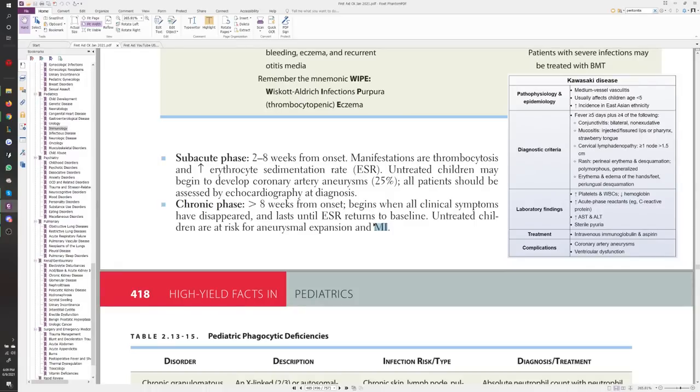But if the child is no longer an infant and they're over age 1 year, and then they had fever and they died all of a sudden, the first thing that should ring a bell in your mind should be Kawasaki disease.